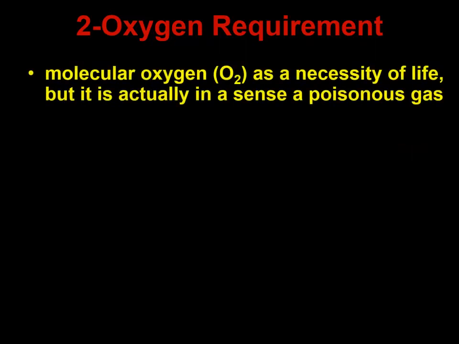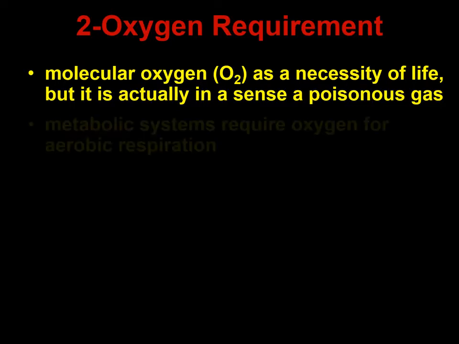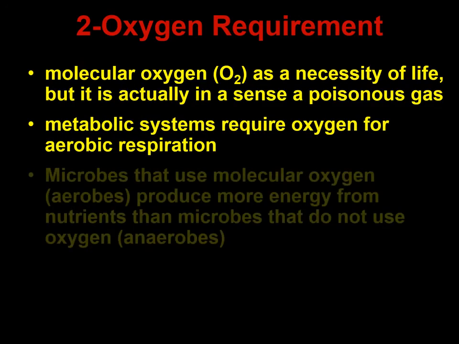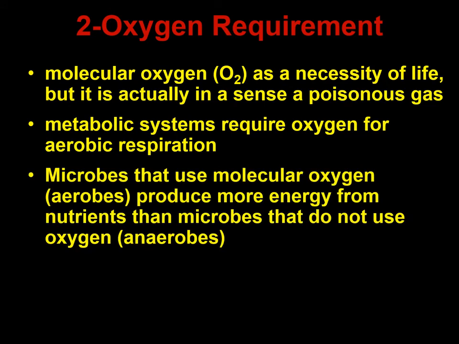The second element affecting growth is oxygen requirement. Molecular oxygen, O2, is a necessity of life, but in a sense it is also a poisonous gas. Metabolic systems require oxygen for aerobic respiration, and microbes that use molecular oxygen, meaning aerobes, produce more energy from a nutrient. Microbes that cannot use oxygen are known as anaerobes.